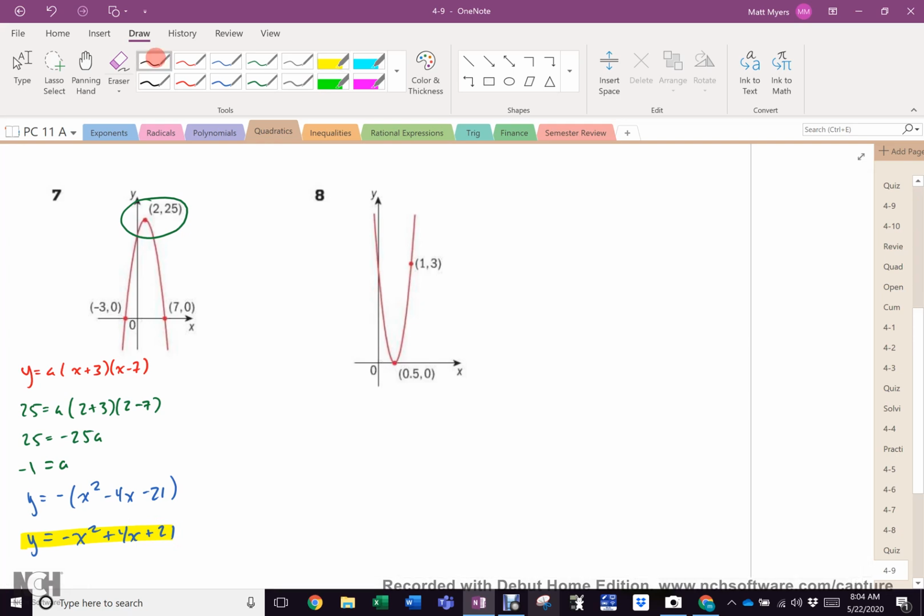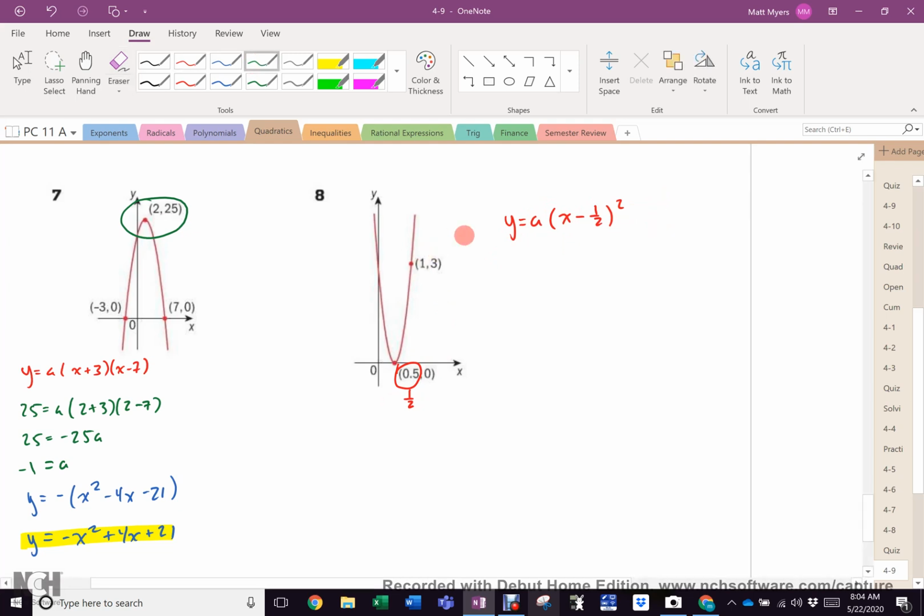There's that. Now this one is quite tricky because we have a vertex, yes, but it's a fraction. Now, as always, I know you hate fractions. It's a decimal. I really don't care how you work with it, but I, of course, am going to change it to a fraction. So what I have there is y equals a x minus 1/2 squared plus 0, because our y is 0. So I don't need that.